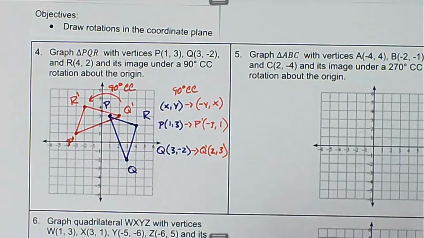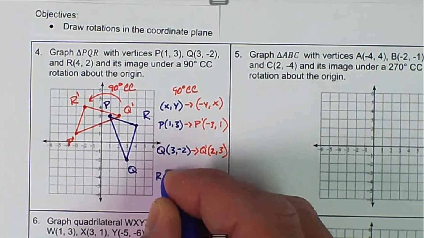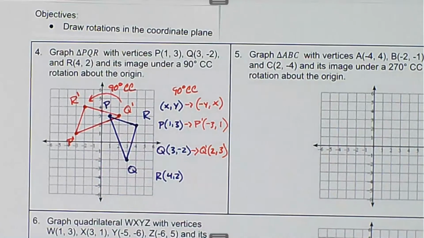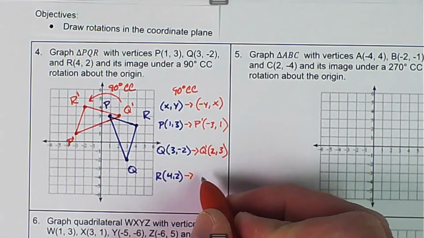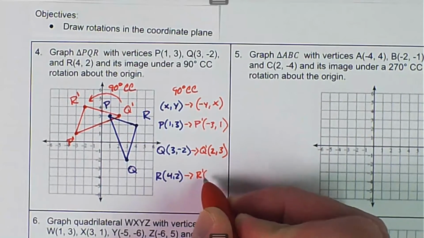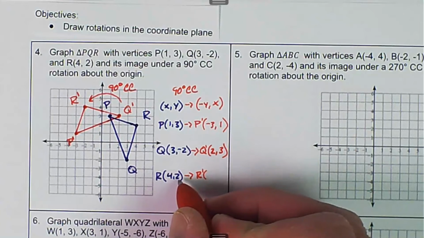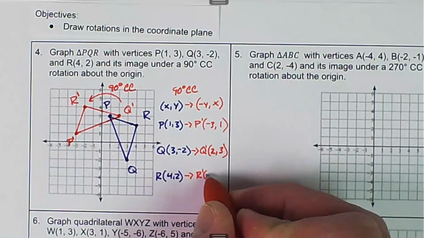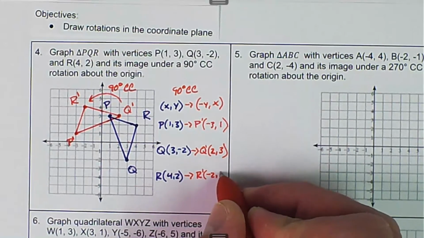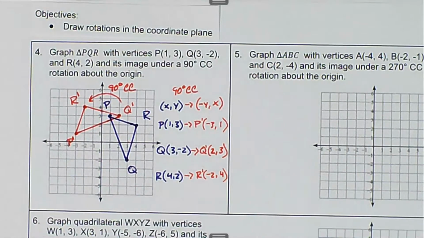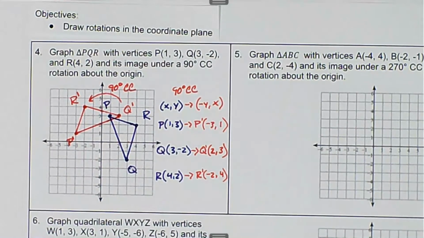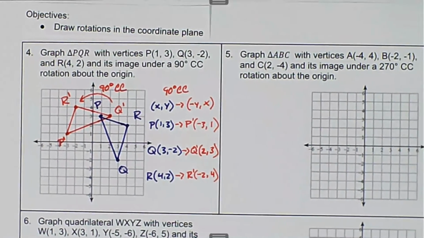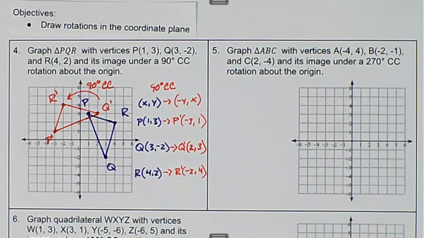Then we have R, which is 4, 2. So R prime is going to be, take our y value, make it negative. So that's going to be -2, and just use our x value. So that's if you wanted to memorize the coordinate rule. I'd rather count, but you get to do your preference. We have example 5.